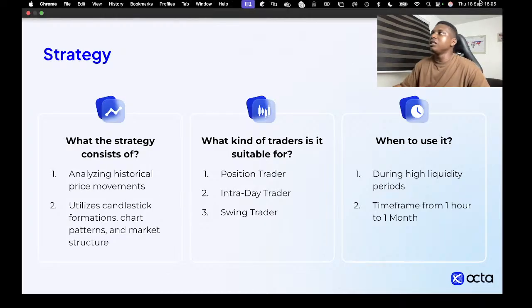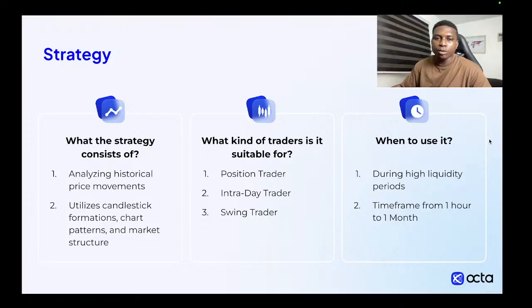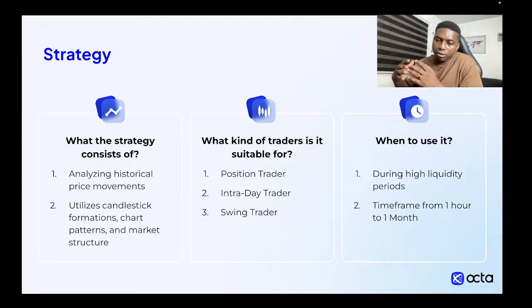So, what kind of strategy are we going to be looking into? The strategy is we are analyzing historical price movement. We utilize candlestick formation, chart patterns, and market structure. Now, what kind of trader is this suitable for? It's suitable for position traders, intraday traders, and swing traders. All right, good. Now, when to use this strategy: it can be used during high liquidity periods, on time frames from 1 hour to 1 month.